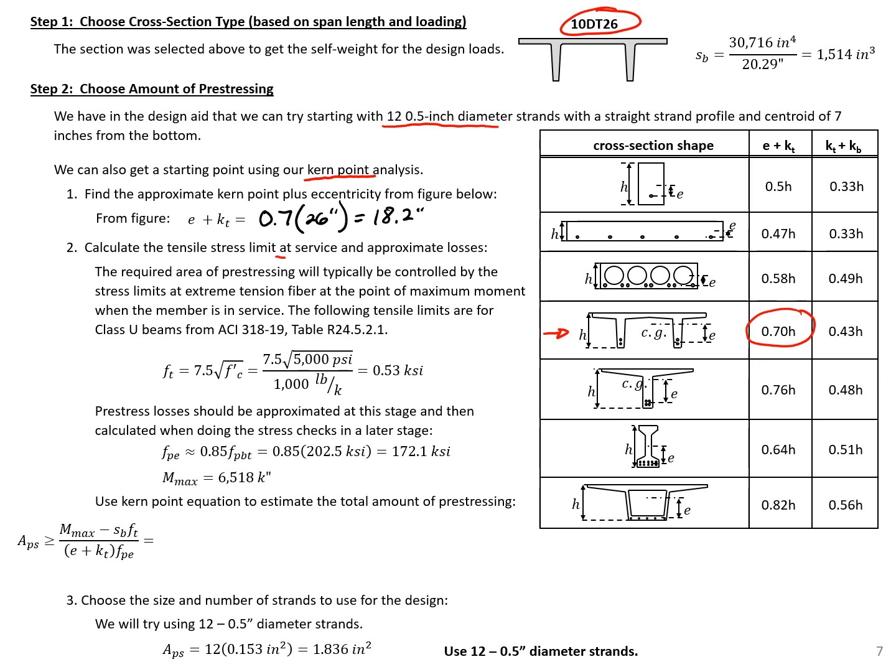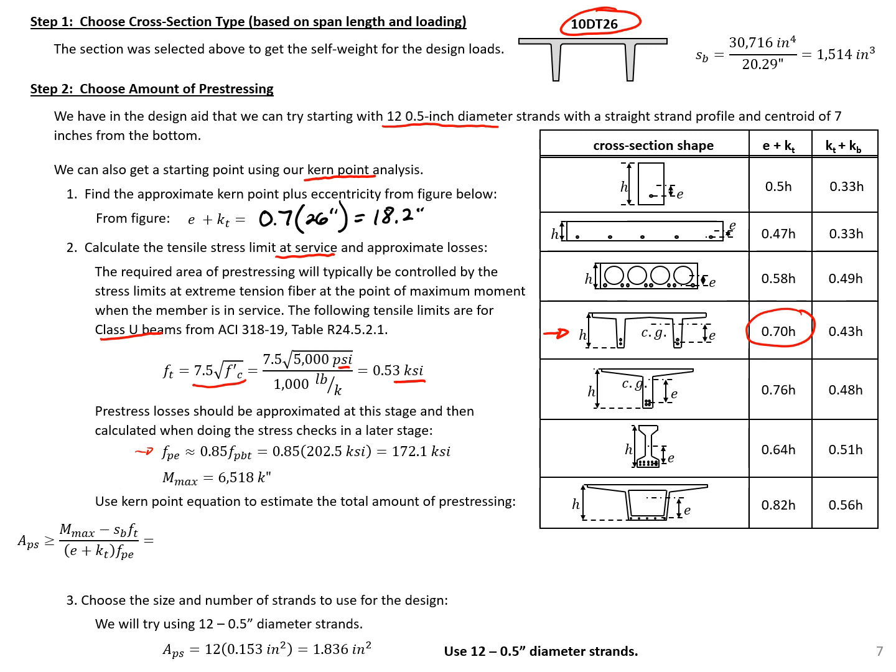Next we need to calculate the tensile stress limit at service. At service, we're going to assume that we have a class U beam, an uncracked beam. So we can find our tensile strength equal to 7.5 times the square root of f'c. Again, we enter in our f'c in terms of psi, and then we'll find our tensile strength to be 0.53 ksi.